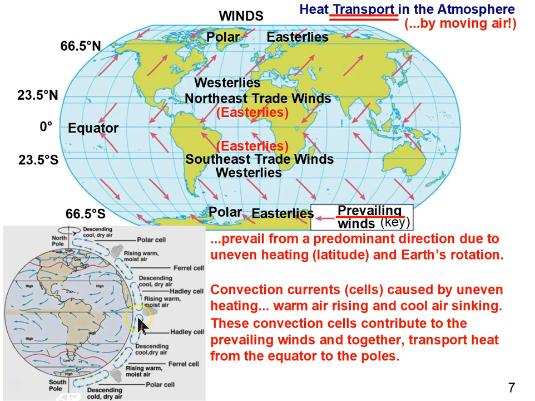So the Hadley cells hand off some of their heat to the Ferrel cells, and the Ferrel cells hand off some of their heat to the polar cells, and we end up with the transport of heat from the equator to the poles.